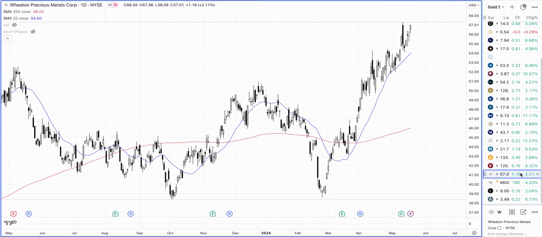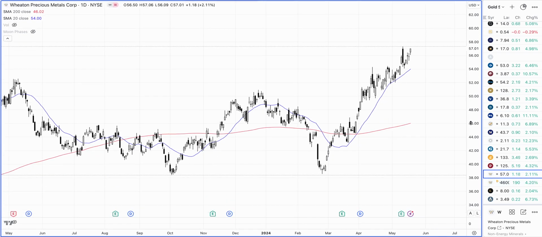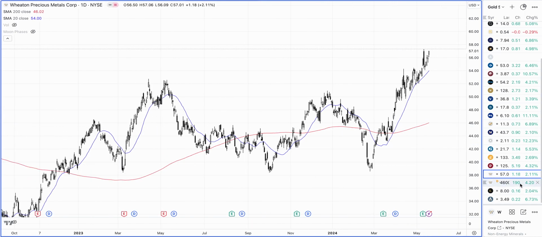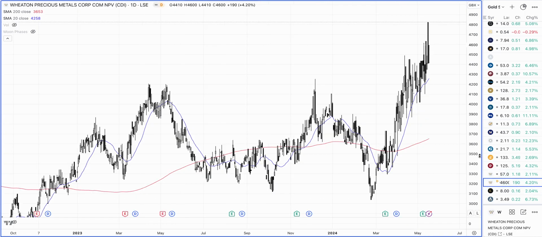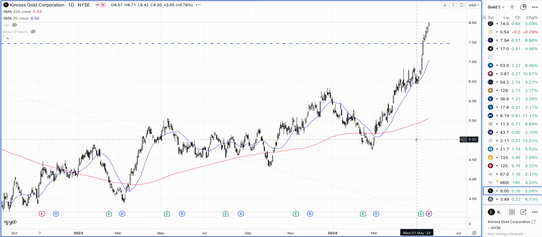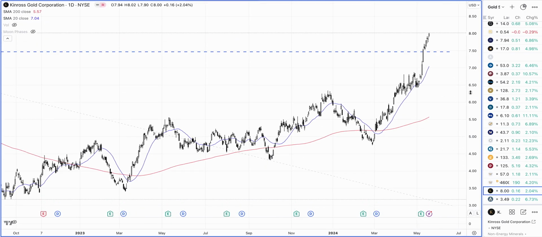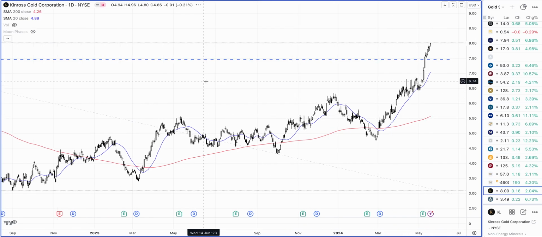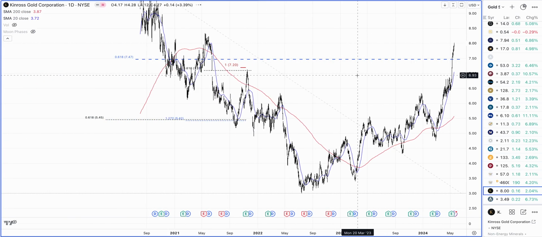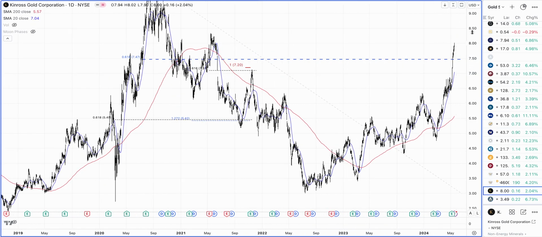This is Wheaton Precious Metals Corp. Yeah, momentum is strong for this stock. This one is traded on the London Stock Exchange. So look, because of the currency, it's not a very nice looking up and down chart. Kinross Gold. Wow, it closed about 61.8% retracement.